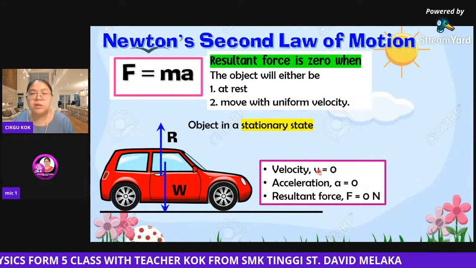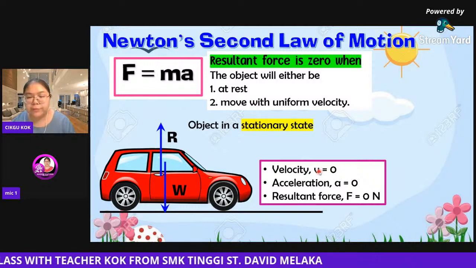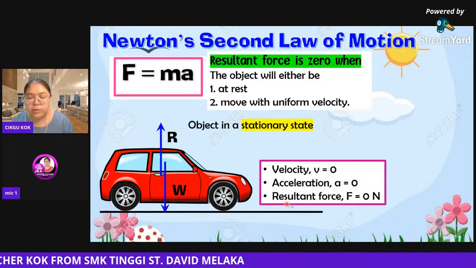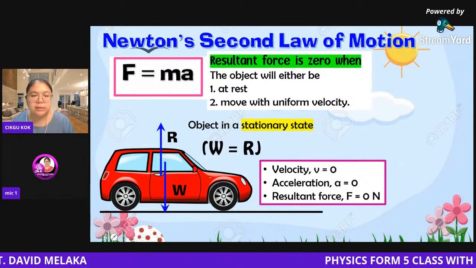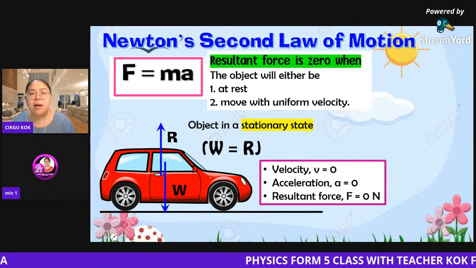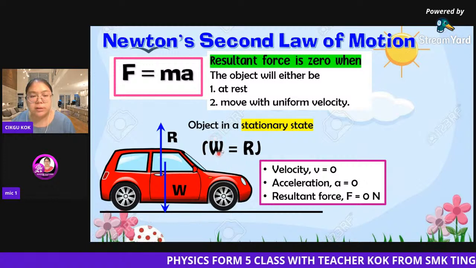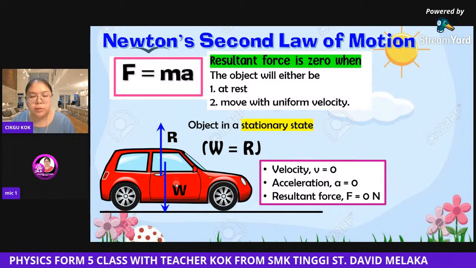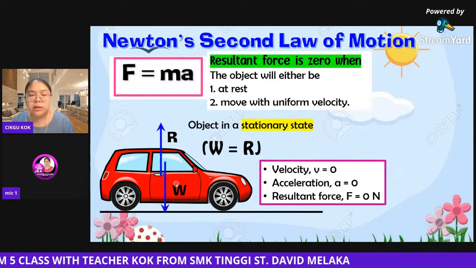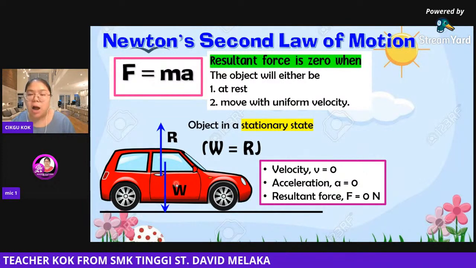Velocity equals zero because it never moves. Acceleration is zero. Resultant force is also zero. So the equation is W equals R, because there are two forces: one force going up, one force going down. Now it's balanced. That's why W equals R.